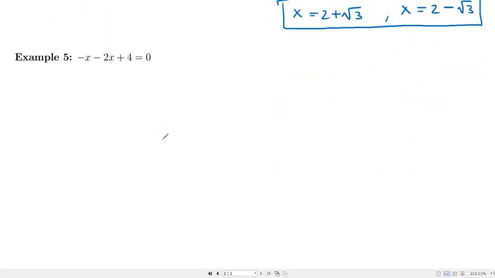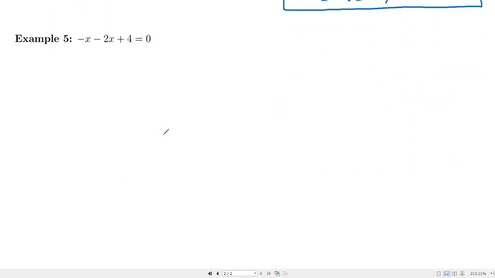And then finally, we have this one. So negative x squared minus 2x plus 4. And so do we have any common factors that we want to divide by? Well, looks like we're good here. So a is negative 1, b is negative 2, and c is 4. So quadratic formula, x is negative b plus or minus the square root of b squared minus 4ac all over 2a.